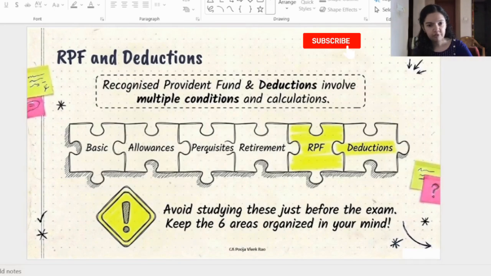So after retirement benefits, next make sure you cover the recognized provident fund, that is the RPF and deduction. So these areas can involve multiple conditions and calculations. So you should avoid studying them just before the exam. So your final salary revision should therefore include the following: basic salary plus allowances plus perquisites plus retirement plus RPF plus deductions. If these 6 areas are properly organized in your mind, this chapter becomes much more manageable.